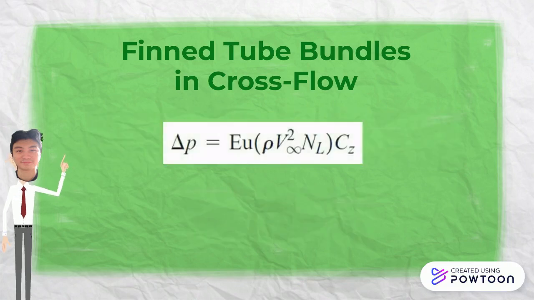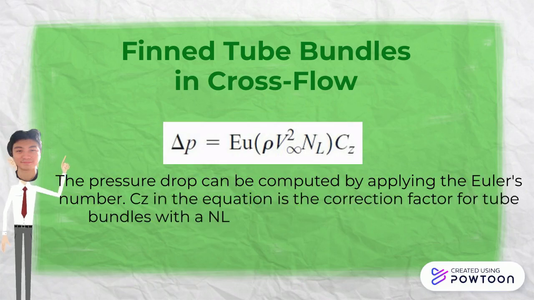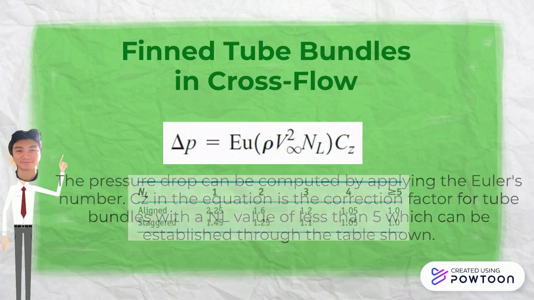Friction loss can also be seen in this equation. The pressure drop can be computed by applying the Euler number. Cz in the equation is the correction factor for tube bundles, with the NL value of less than 5, which can be established through the table shown.